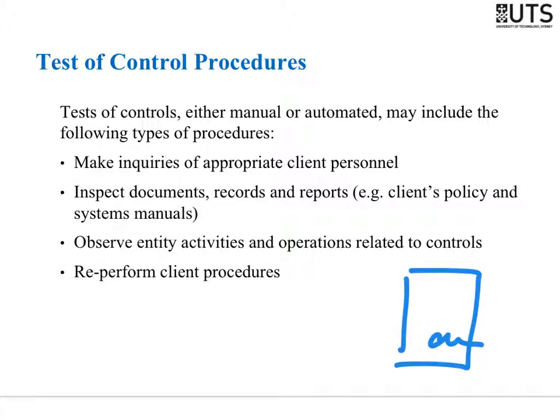Remember, a control will deal with the risk. So requiring a manager to sign a document before it's processed, that's trying to deal with the risk of the wrong documents being processed or fake documents being processed. Okay, so every control is there to deal with the risk. So getting a manager to sign off on something before it's processed, that's a control.